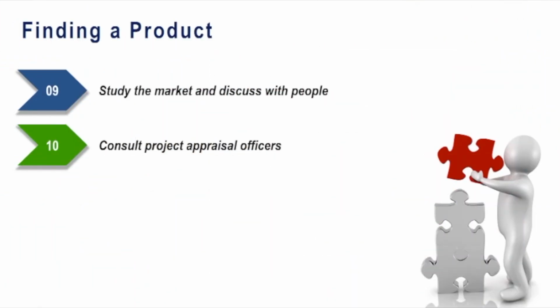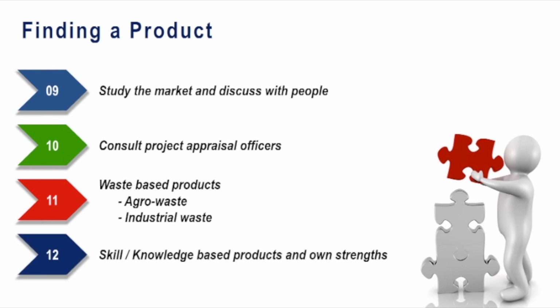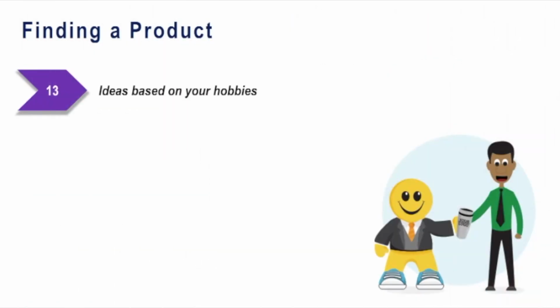Then you can think of waste based products. You can make something out of agro waste or industrial waste. Then you can think of skills or knowledge based products and your own strengths. In case you are a technocrat, as I said earlier, you have certain skills and knowledge, you can think of combining that knowledge by setting up a relevant or equivalent business or enterprise. Then ideas based on your hobbies.